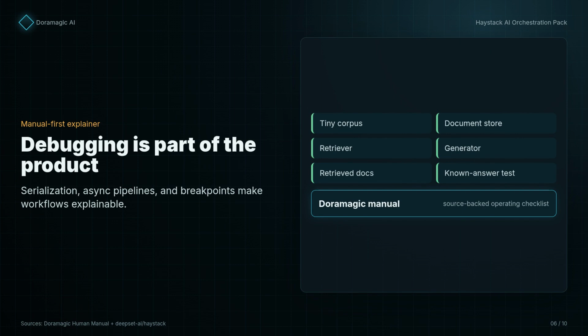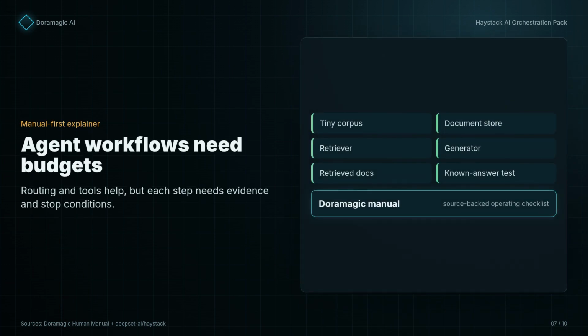For agents, Haystack is useful because the workflow can be more than a single linear path. Routers can send work to different branches. Tools and components can support multi-step behavior. But that also means you need budgets, stop conditions, and evidence after each step.